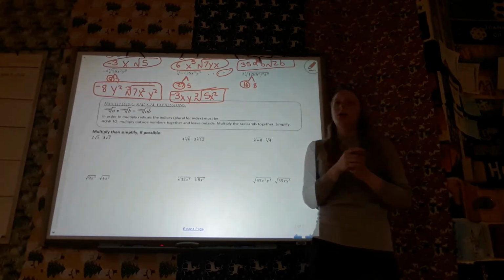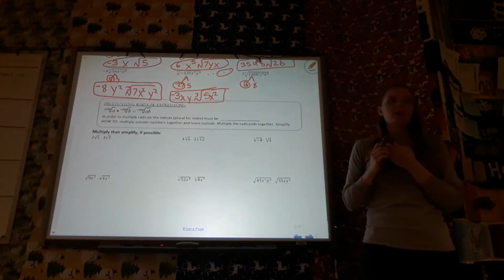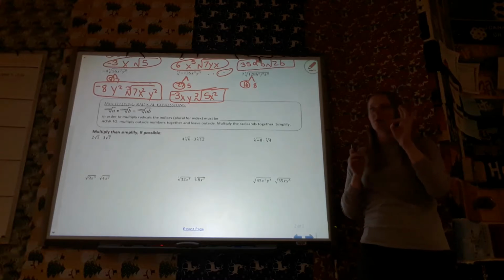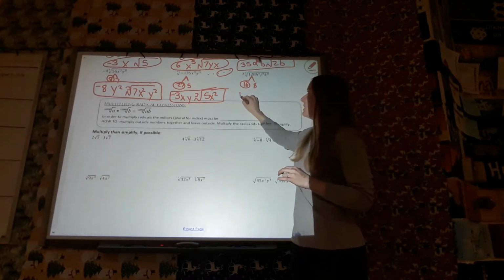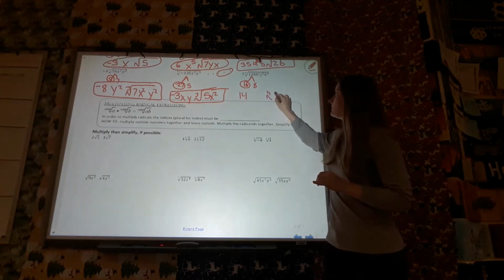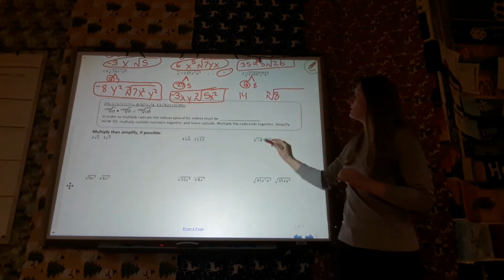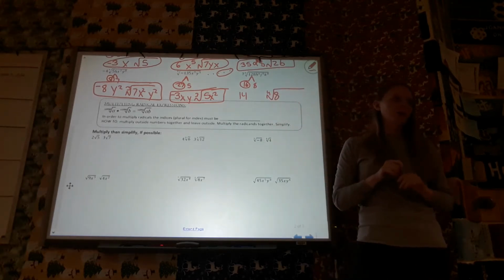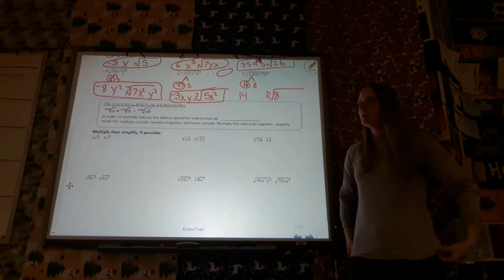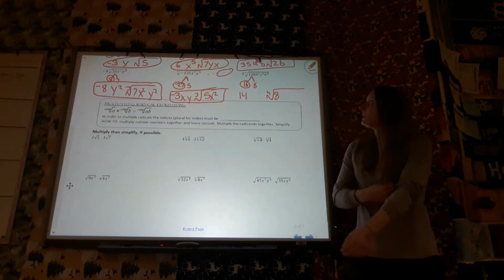What do you think the fourth root of 16 would be? 2. It's 2. 2 times 2 times 2 times 2. So the 2 comes outside to join the 7, giving me 14. And 8. Again, don't forget to write your index of 4. This is a fourth root. Don't forget the index.